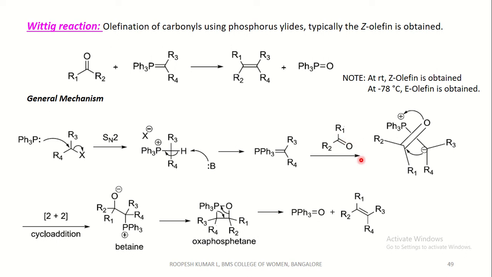attacks here, and this double bond attacks here, as I have shown here, which forms a betaine, and this negative charge and this positive charge form a bond, which is an oxaphosphetane. And in the next step, the bond between phosphorus and carbon breaks, and the bond between carbon and oxygen breaks to form the corresponding olefin with the elimination of triphenylphosphine oxide.